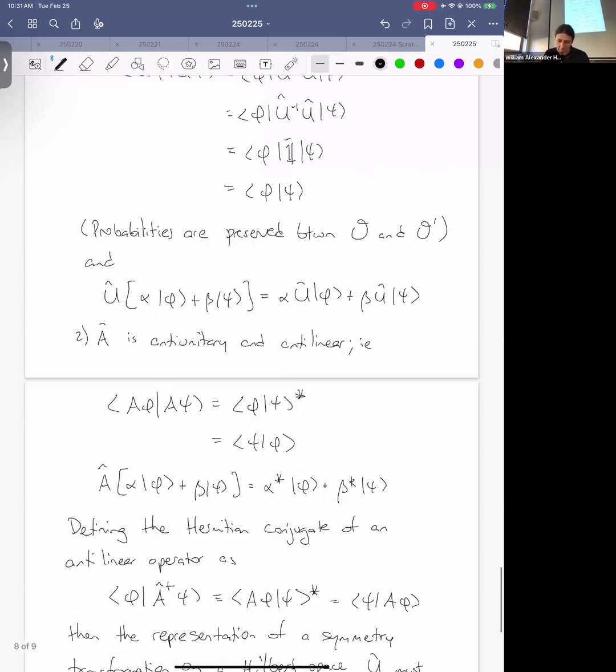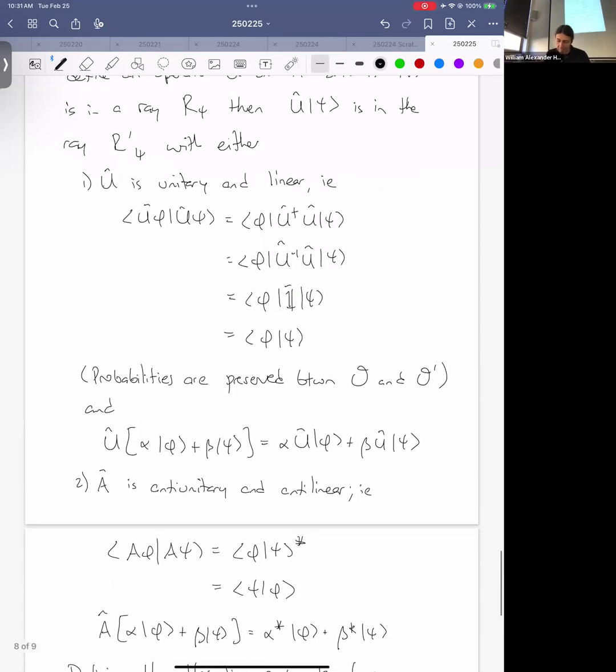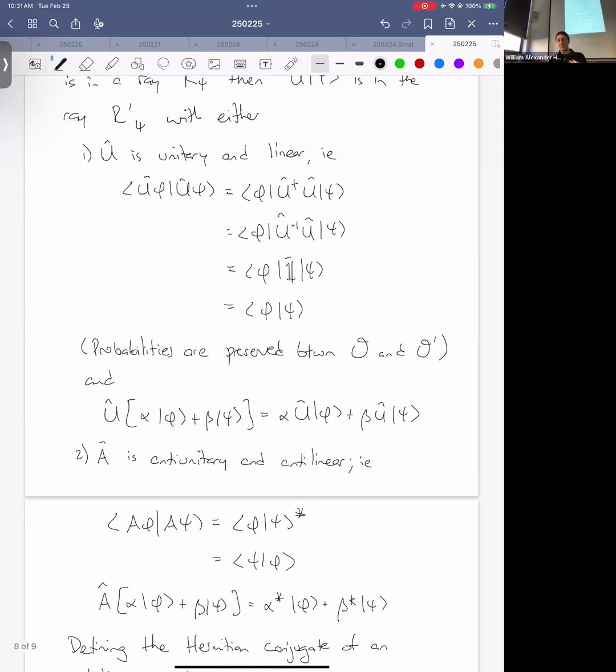So again, I would certainly say from my own experience that this was not communicated to me in any of my undergraduate or graduate quantum mechanics courses, but I think it's of fundamental importance because we would like to describe, for example, rotation. So we'd like to understand how to do that.